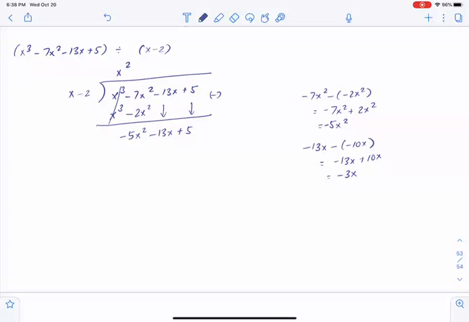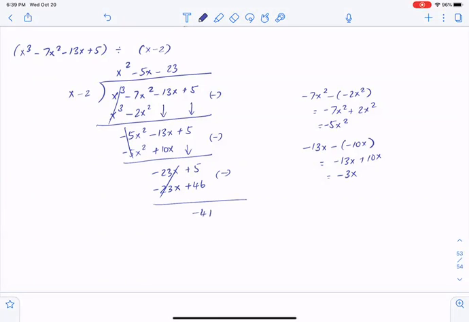So I've got to multiply by negative 5x, which will give me negative 5x squared plus 10x. I subtract the 5x squared, the negative 5x squares will get cancelled. Negative 13x minus 10x is minus 23x. The 5 just comes down, so we have 5 plus 23. 23 times x, excuse me, minus 23. Minus 23 times x is minus 23x. Minus 23 times minus 2 is positive 46. Subtract, those two would go away. 5 minus 46 is negative 41.